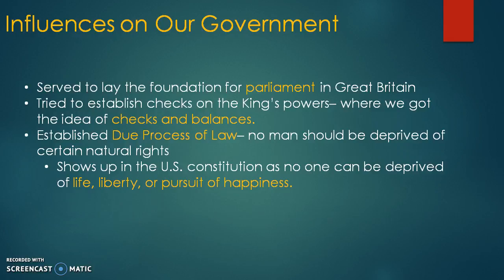And how it influenced our government. It served to lay the foundation for Parliament in Great Britain, and we'll talk about this a little later. But Parliament has two houses, and this is how the framers decided to have our two houses, the Senate and the House of Representatives. It tried to establish checks on the king's powers, which is where we got the idea of checks and balances, and having the three different branches of our government, legislative, judicial, and executive, and how they all have certain checks put in place for one another, so one can't get more powerful.